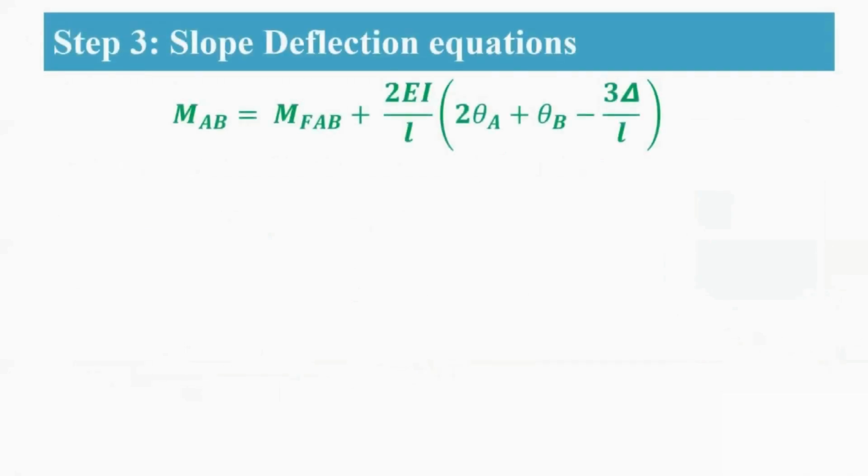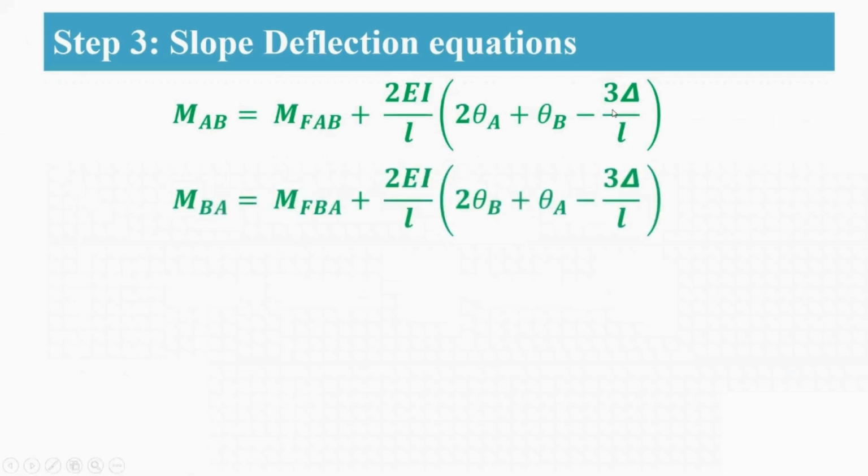So coming to your step 3, that is your slope deflection equations. Here the slope deflection equation is MAB is equal to MFAB plus 2EI by L into 2 theta A plus theta B minus 3 delta by L. So that means this is a fixed end moment, this moment will be equal to a moment due to rotation, and 6EI delta by L square will be equal to moment due to the settlement.